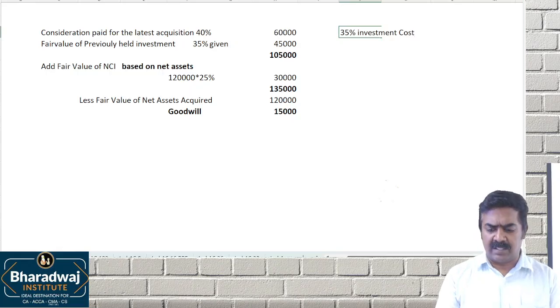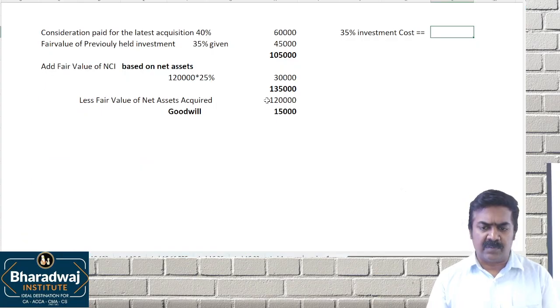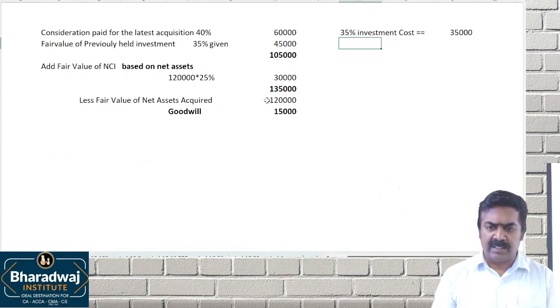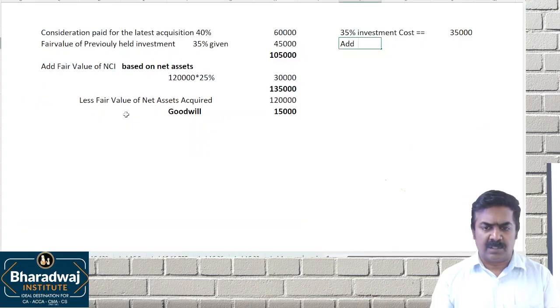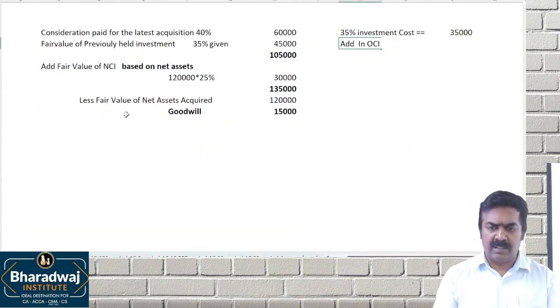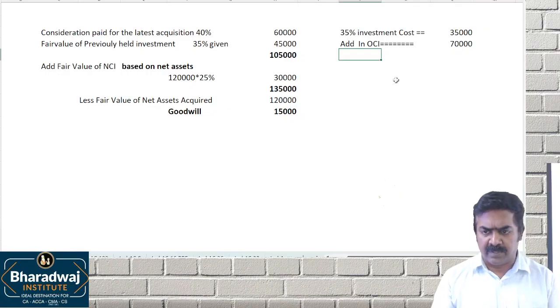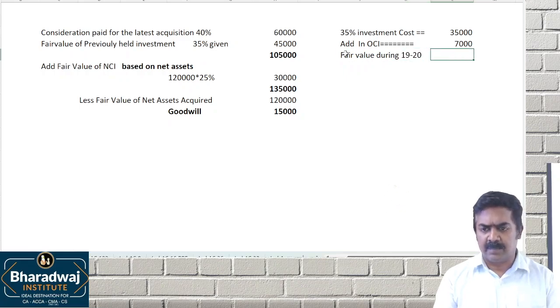What was the cost of that investment earlier? We purchased it for 35,000. In this, what is already recognized in OCI? 7,000. In OCI we have added how much? 7,000. So we took it as how much? 42,000. 42,000 was the fair value during which year? 1920. We recorded 42,000.